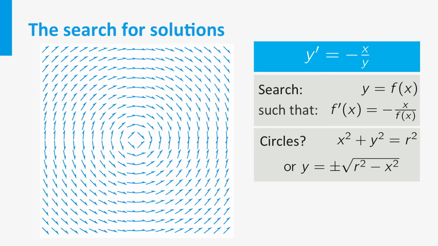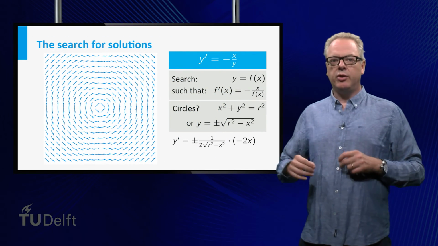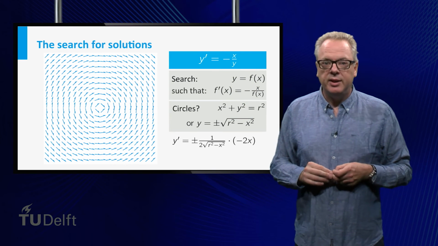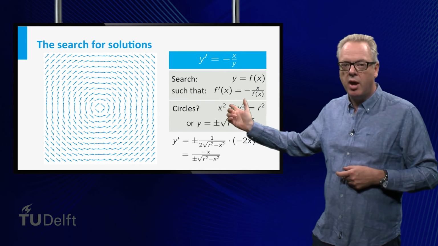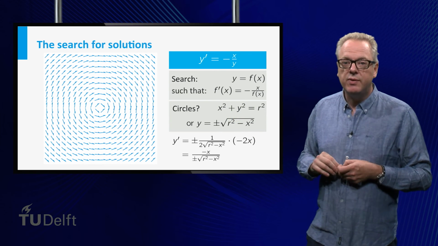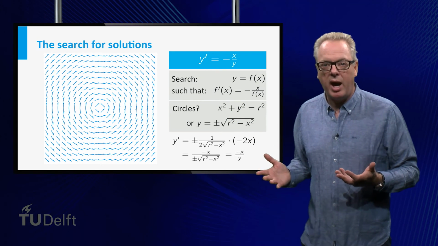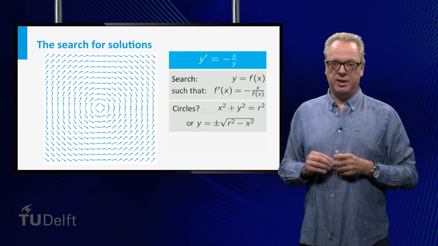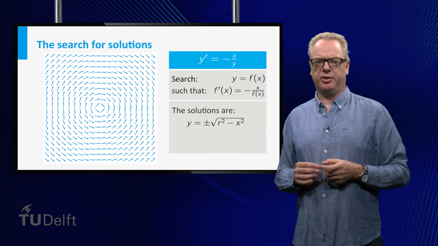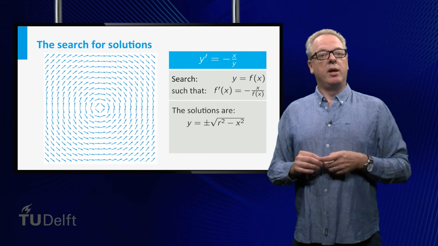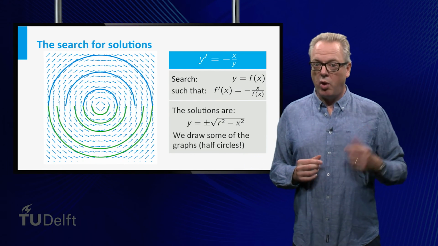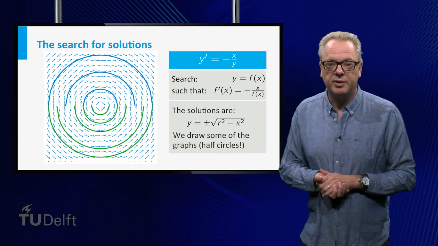Let's do it. Combining the derivative of the square root and the chain rule leads to the shown result. Rewriting gives this fraction. Note that this is equal to minus x divided by y. Yes, we found solutions of our differential equation, even infinitely many functions. The graphs of these functions are half circles. We have drawn some of them in the direction field.